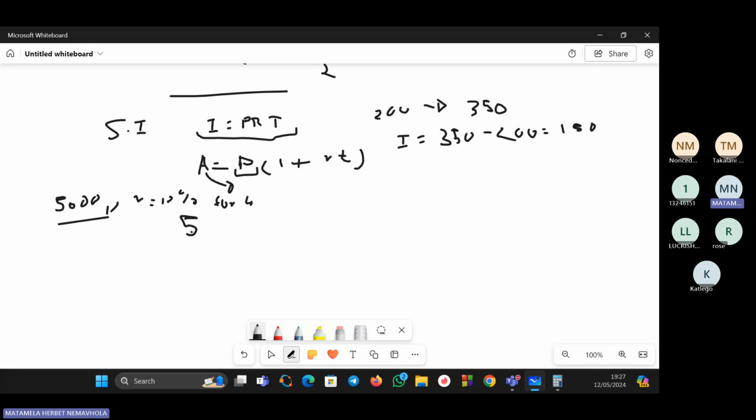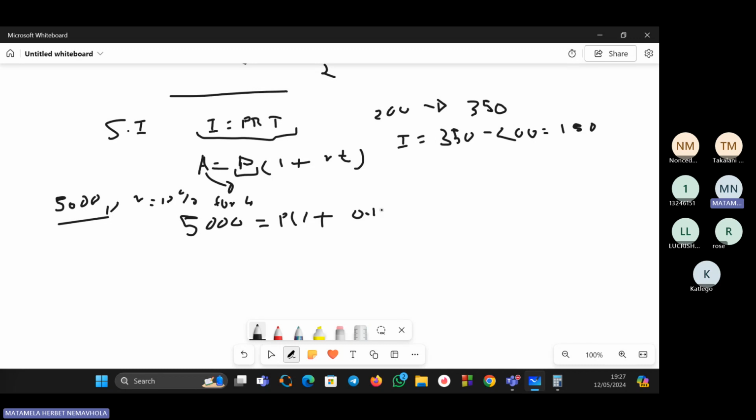So when you're asked to calculate the principal amount, the only thing you're going to do is substitute those values into your equation. You're going to say P in brackets 1 plus r, which is 12%. You must convert it to a decimal.